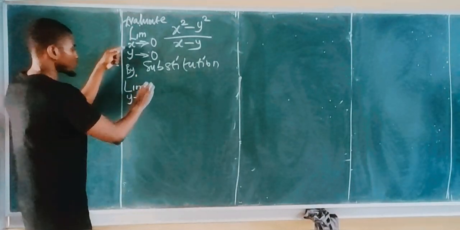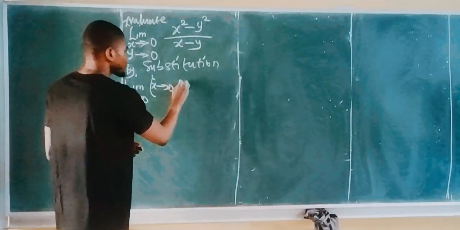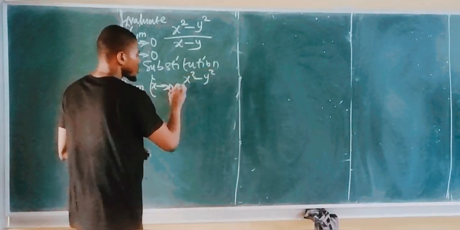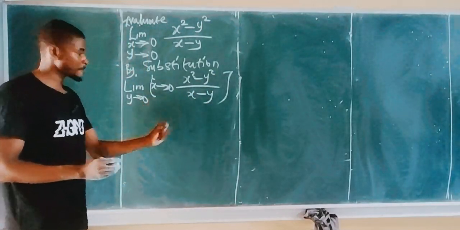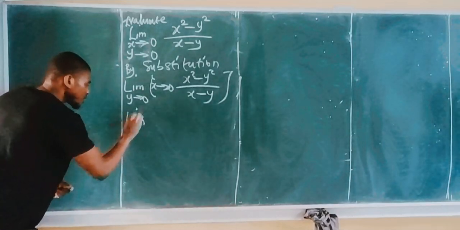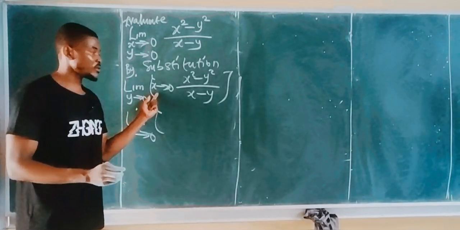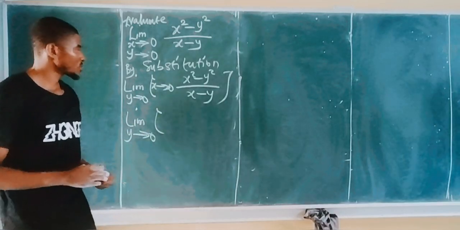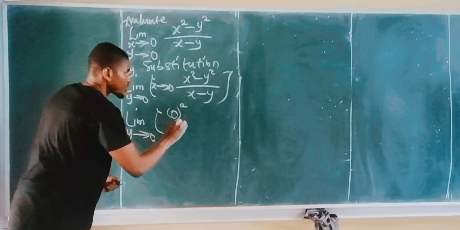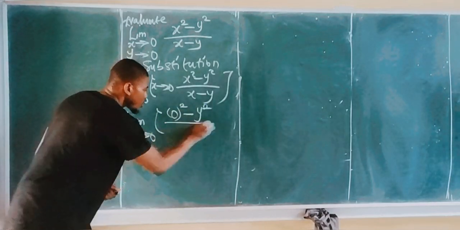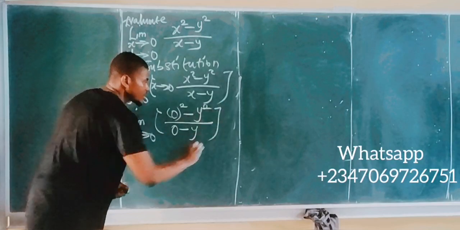First, the limit as y tends to 0. I send x tending to 0 into a bracket and test for it first. This is x squared minus y squared all over x minus y. So I test when x actually tends to 0 first. Wherever I see x, I simply put the value 0. In place of x squared, I have 0 all squared minus y squared, all over, in place of x, 0 minus y.